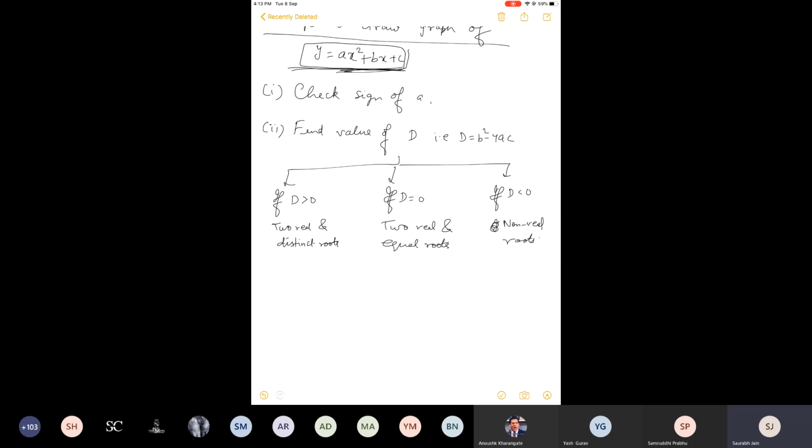First I said you check the sign of a. After that I said you check the sign of the discriminant. Now D greater than 0 means two real and distinct roots. And what is the meaning of this graphically? Graphically, what does it mean?